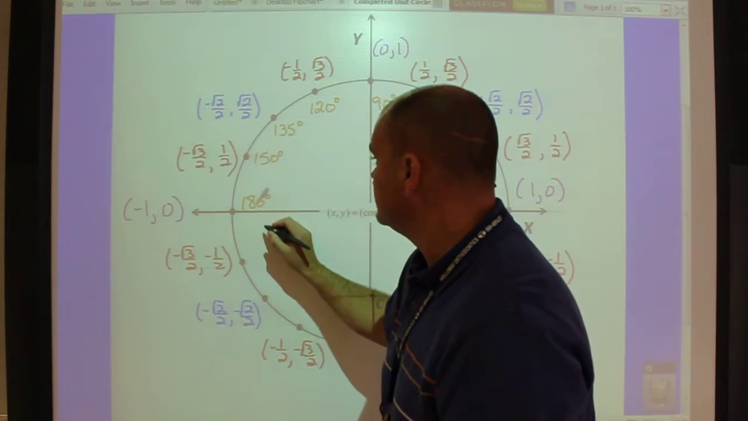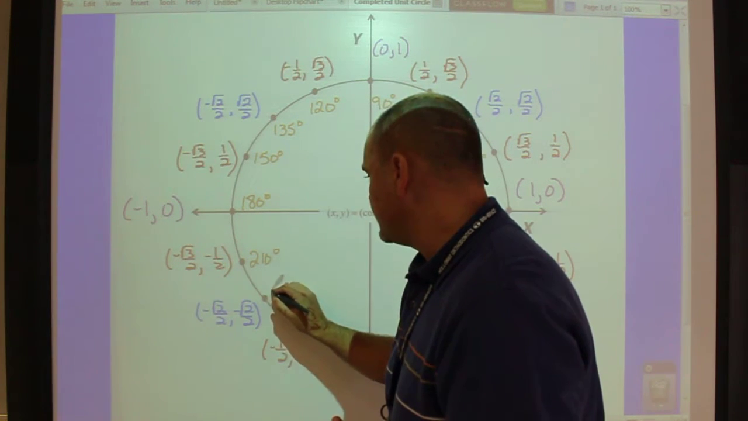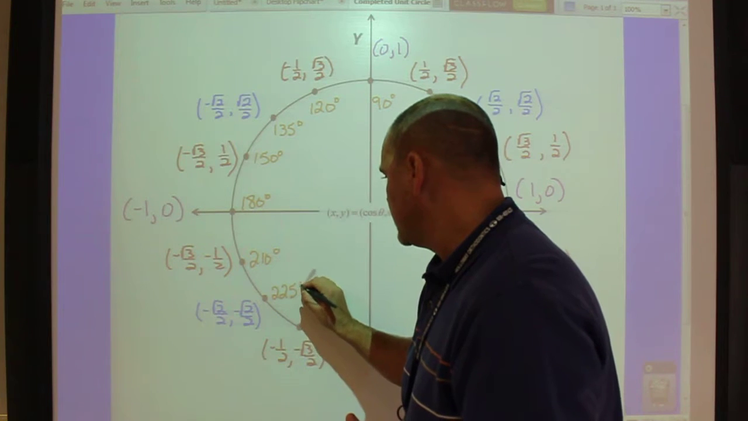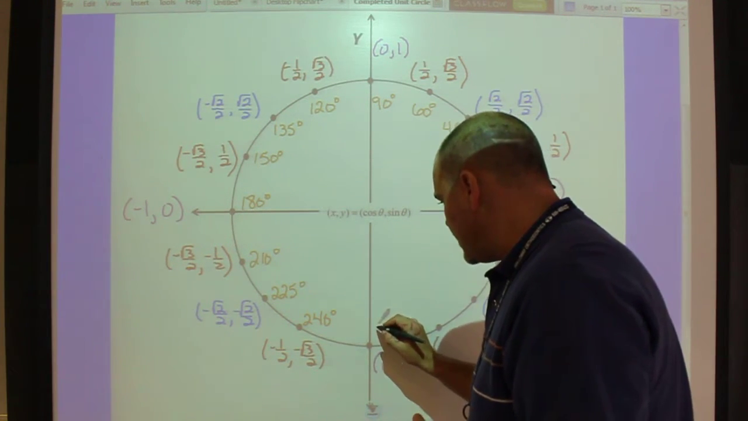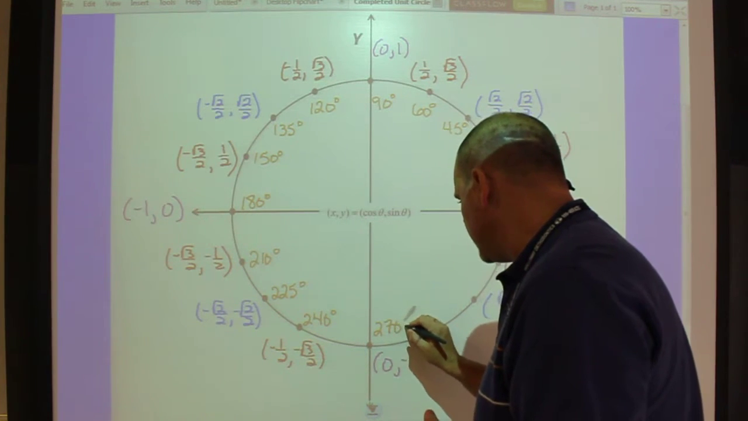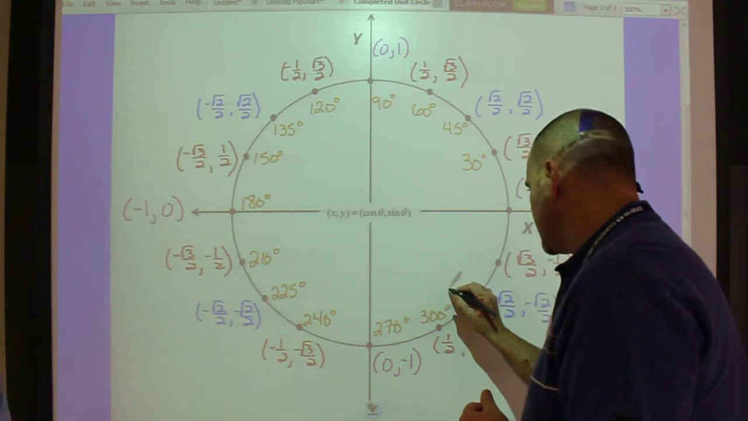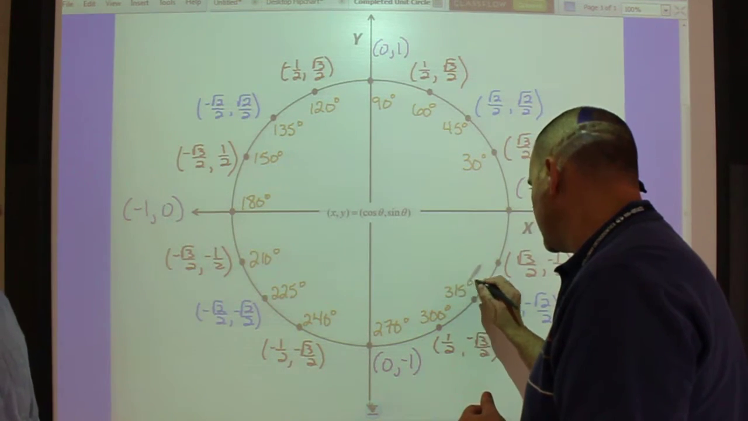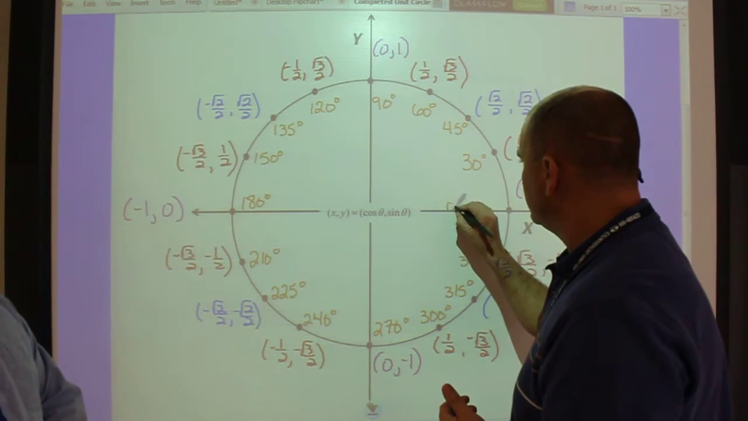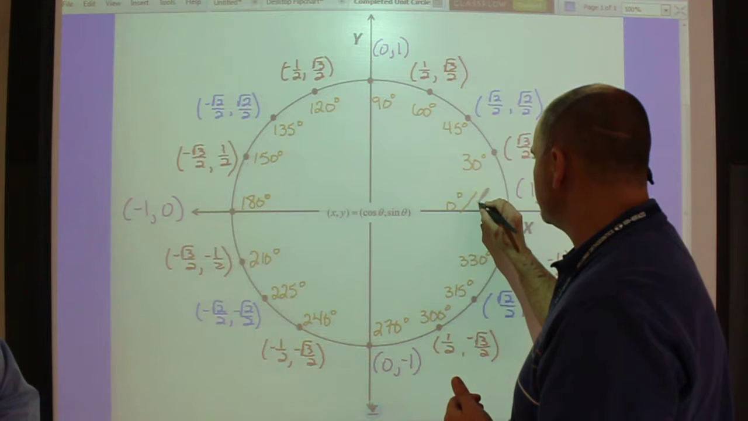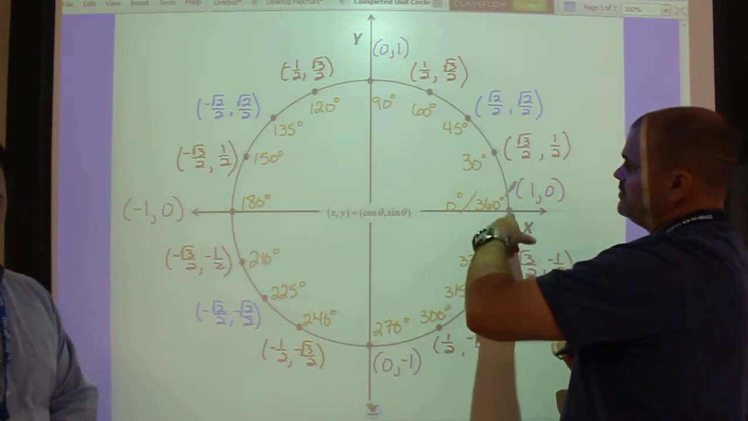180 degrees. Then we have 210, 225, 240. We're going to have 270 degrees, 300 degrees, 315 degrees, 330 degrees. Now, of course, here we started at 0, but this is also 360 degrees when we wrap all the way around the circle.